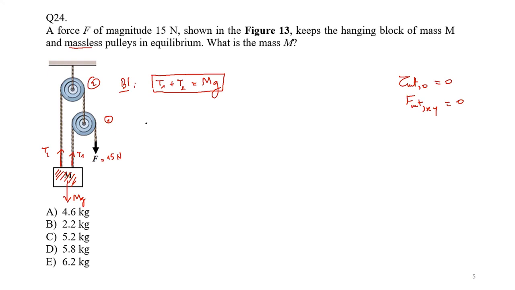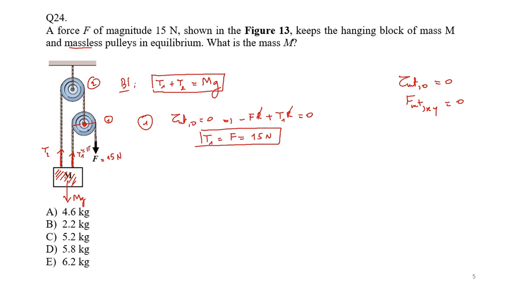Now, let's look at the pulley number 1. For pulley number 1, I will first apply the balance of torques. I'll say net torque around the center of mass of the pulley, which is here, is just equal to 0. Of course the radius here is the same. So this is telling me that you will have minus FR plus T1R is equal to 0. So R goes away. So T1 is equal to F, which is equal to 15. So of course, this tension 1 here is equal to 15.